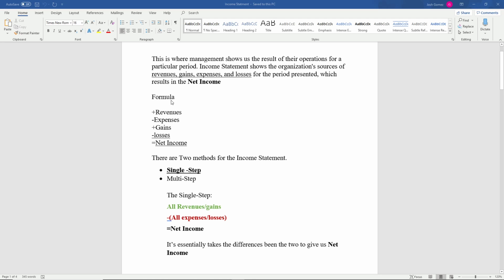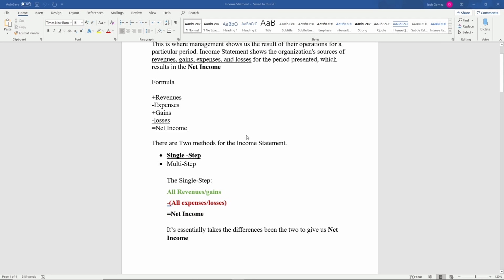As you can see, the formula to calculate net income is plus revenues minus expenses plus gains minus losses equals net income. It's important to remember that there are two methods to account for the income statement. There's the single step method and the multi-step method. Today we're going to go with the single step method. However, in a later video, I'll show you how to do the multi-step. And believe me, it's not that difficult. Once you master the single step, the multi-step, you'll get it really quickly.